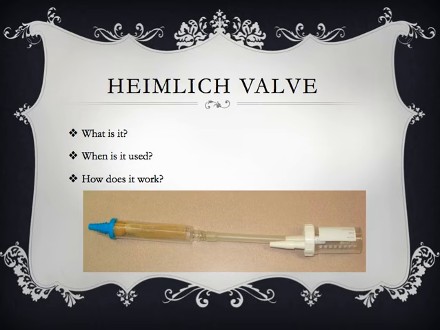The last thing I want to talk to you about is called a Heimlich valve. It's a small valve that is attached to a very small catheter, and it's typically used when patients have small pneumothoraxes, and they can be quite mobile with these on.